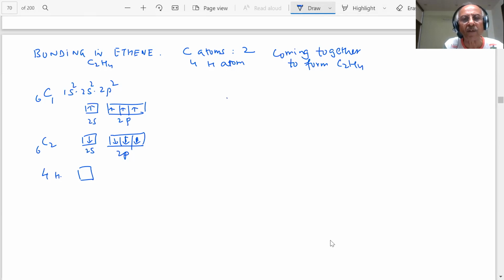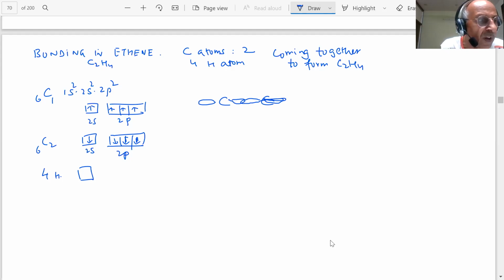So what is happening? You have one carbon. The p orbital of this carbon and another p orbital of the other carbon are overlapping. What type of bond is this? Sigma bond. Okay? Yes, sir. And what will happen then, students?